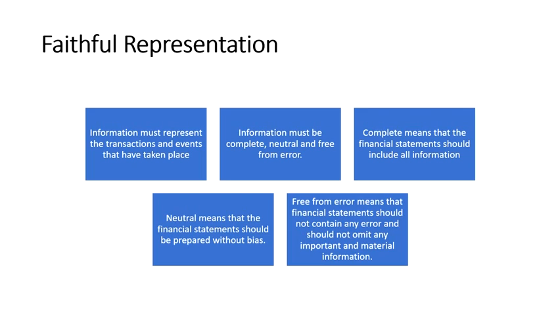Neutral. Tak ada bias pun maksudnya. Dia record semua. Expenses dia record, rugi dia record, untung dia record. Dia neutral. Okay? So, next, information must be free from error. Apa itu free from error? Free from error means that the financial statement should not contain any error and should not omit any important and material information. So, error ni kita akan belajar in chapter 5.